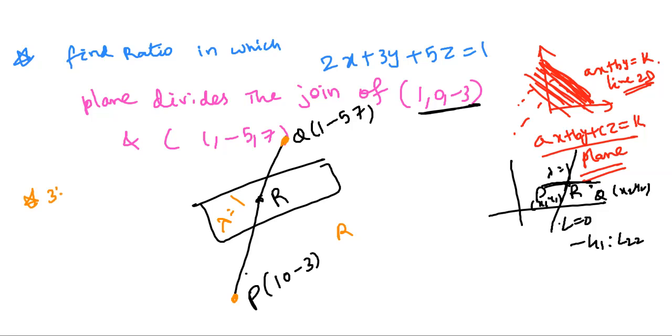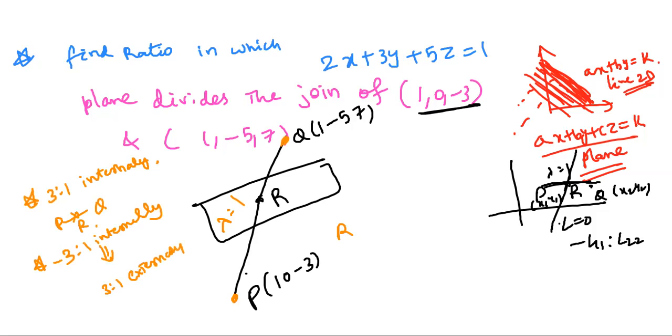Remember, 3 is to 1 internally is an internal point on PQ. That lies here. If I say minus 3 is to 1 internally, that actually translates to 3 is to 1 externally. Okay, please understand this. So let the ratio be lambda is to 1.